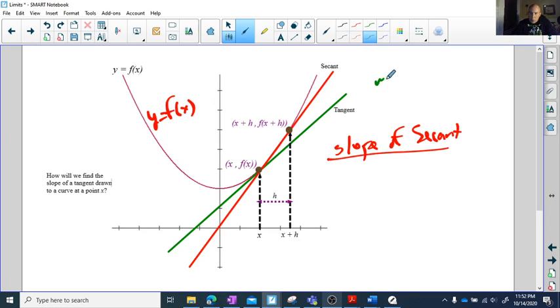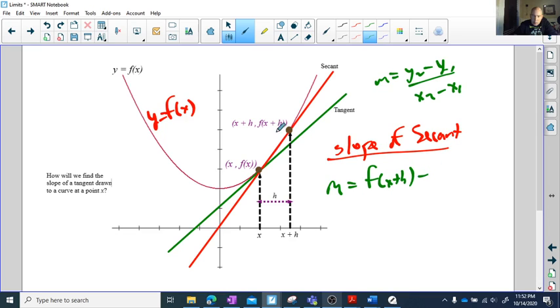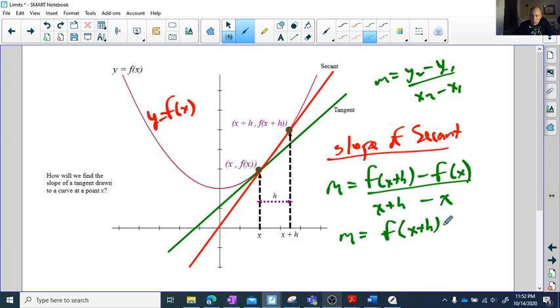Knowing this formula, the slope between any 2 points is y2 take away y1, over x2 subtract x1. So here's my 2 ordered pairs. Let's write out the formula. So the slope will be y2, f at x plus h, subtract y1, which is f of x. All of that will get divided by x2, which is x plus h, minus x1, which is x. If I just clean up that denominator, x plus h minus x will just give me h. So the slope is f at x plus h minus f of x, all over h. This will be the slope of that red line.